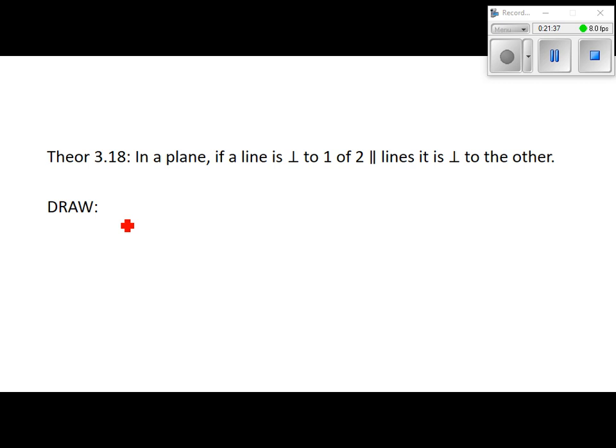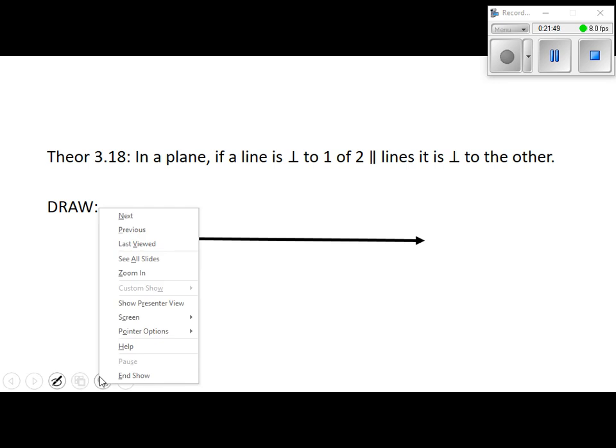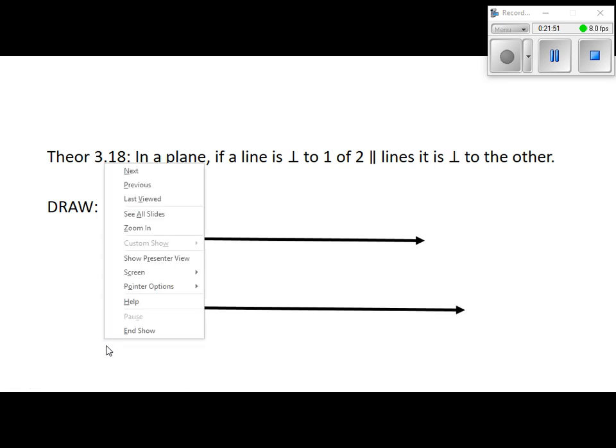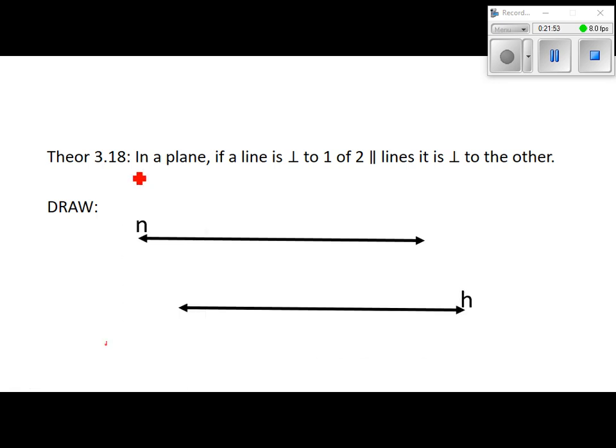The next one, in a plane, if a line is perpendicular to one of two parallel lines, then it is perpendicular to the other. So all this is saying is, if we have this first line, line N, and then we have another line, line H, and these two are coplanar, so they're in the same plane, and these two lines are parallel to each other. That's what these arrows tell us, that they're parallel.